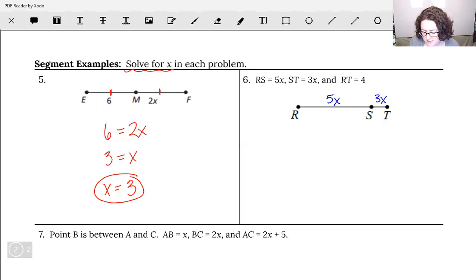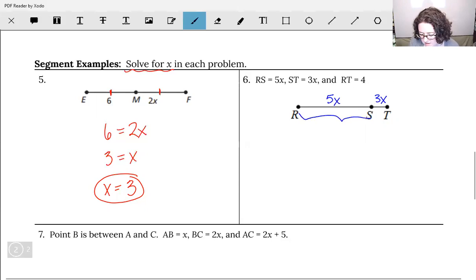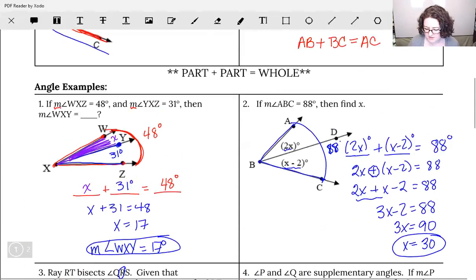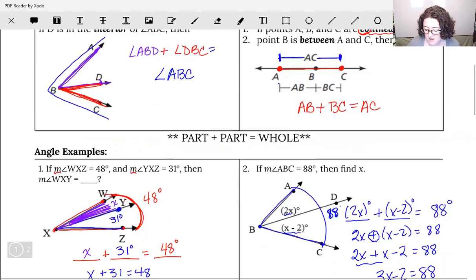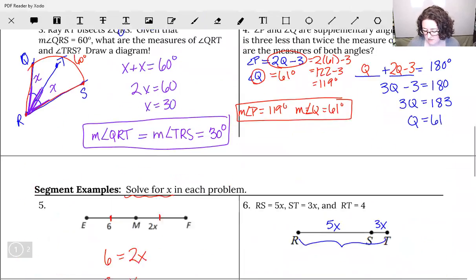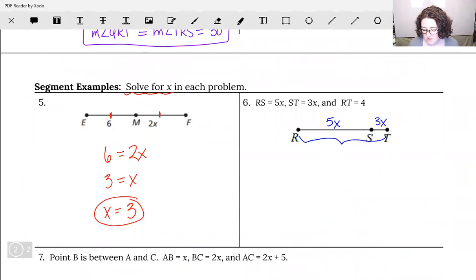So the way I like marking these is I like using a bracket, or I'm going to scroll up a little bit. You'll notice in the definition, we had these kind of more, just kind of like what you would see in blueprints. It really doesn't matter what you choose to use, but pick a way to label your diagrams and stick with it. I like using the curly bracket, but that's just me. Okay, the whole segment RT is 4.